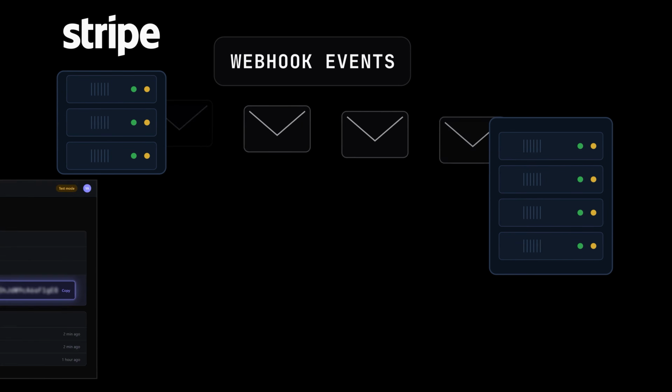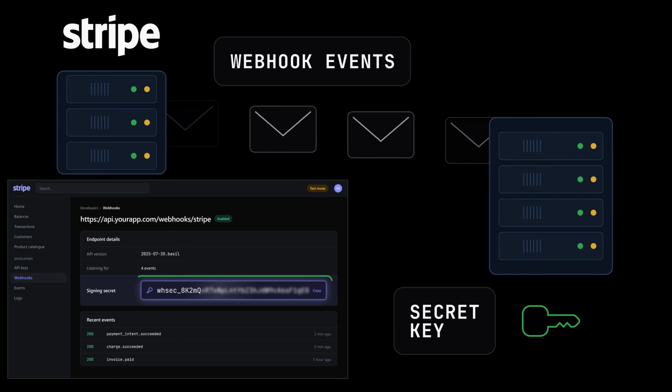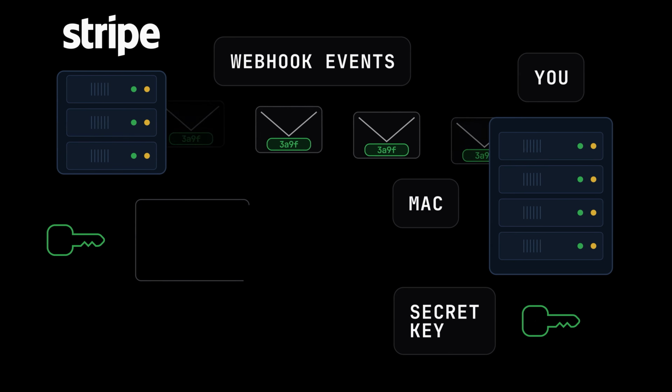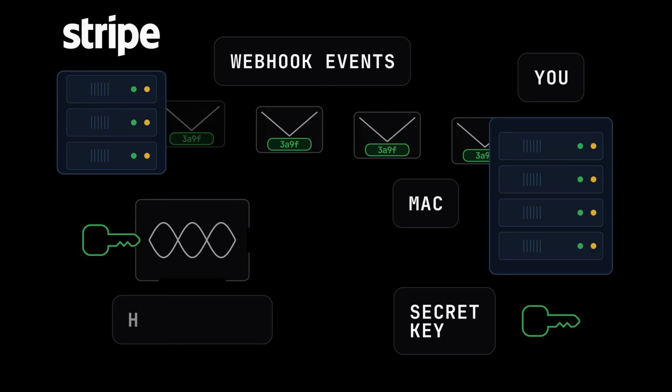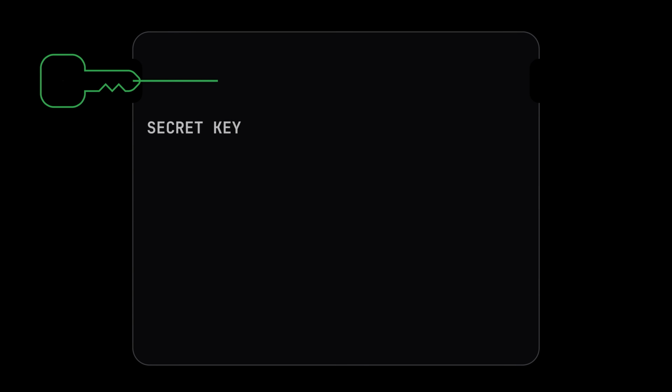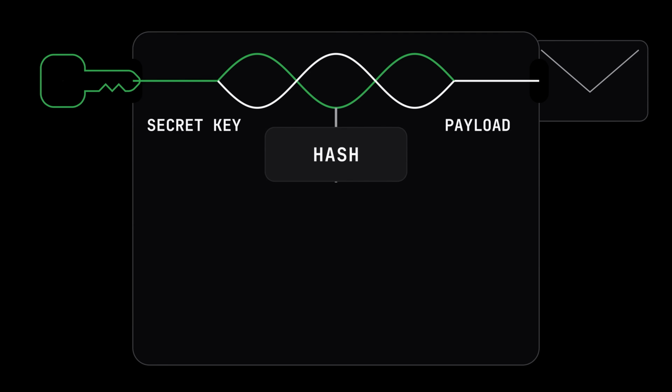To prevent this, Stripe shares a secret key with you in your dashboard. And then along with every incoming webhook, they include a message authentication code, or a MAC, which is generated with an HMAC function like HMAC SHA-256. Under the hood, HMAC mixes your secret key with the payload of the message and hashes it twice.